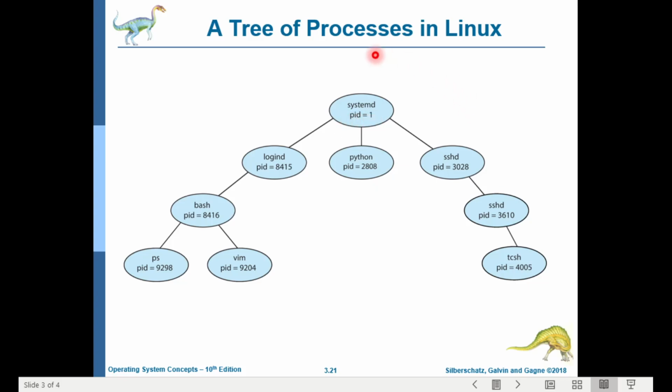So this is the process tree in Linux. The first process loaded after system boot is known as systemd. This is the root parent process for all user processes. It is the first user process created when the system boots. Most operating systems, Linux, Unix, Windows, use PID one for the first process.